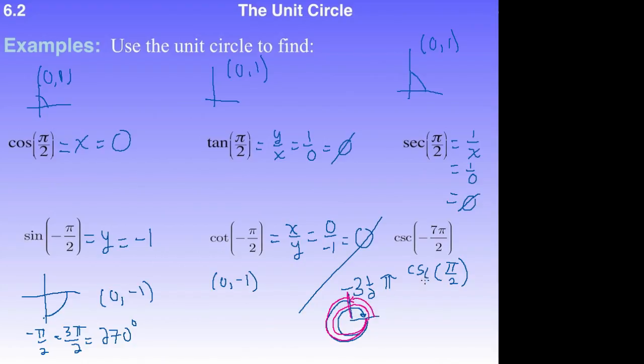So the cosecant of pi over 2 really means I need to find 1 over y for the ordered pair at 90 degrees. At 90 degrees, the ordered pair is 0, 1. So I need 1 over 1, which is 1. You'll get very quick at these if you practice them over and over and over again.